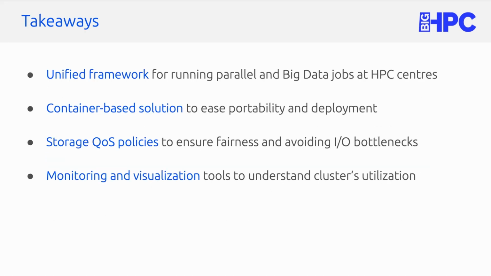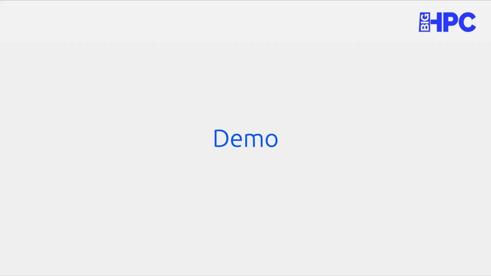The main takeaways: the BigHPC project developed a unified framework for running parallel and big data jobs at HPC centers, resorting to containers for easier portability and deployment, what we are about to see in the demo, while implementing storage QoS policies to ensure fairness and avoid I/O bottlenecks. This is combined with monitoring and visualization tools to understand the cluster's usage. And now we can go to the demo.